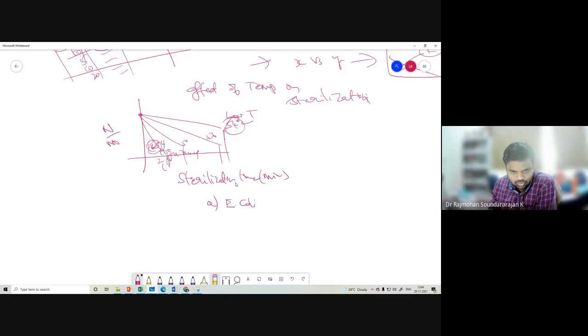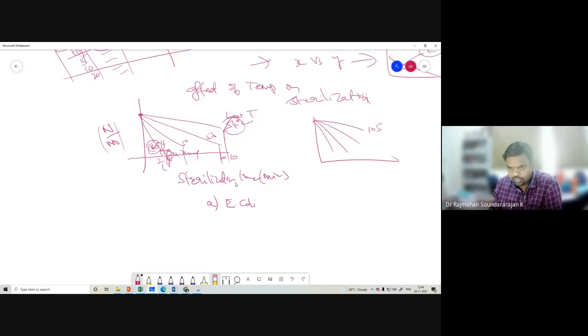Let me say 2 to 4. This is around 10. Within 3 minutes at 60 degrees, you will get this sterilization. This N by N naught reduction is taking place well. Okay. And for example, some may follow this straight line. Otherwise, the growth can be changing like this also. It's not a straight line; it's a sloped curve.